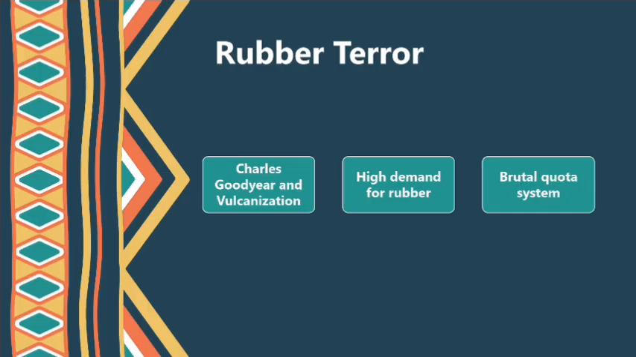And through this, we'll be talking about the rubber terror. So, one of the main engines of Leopold's profit was rubber, and thanks to Charles Goodyear's invention of vulcanization in 1839, rubber became essential for tires, gaskets, and many industrial machinery, driving up global demand. Leopold created a brutal quota system where local villagers were forced to collect a set amount of rubber from the jungle vines every week. Failure to meet these quotas resulted in immediate and severe punishment.